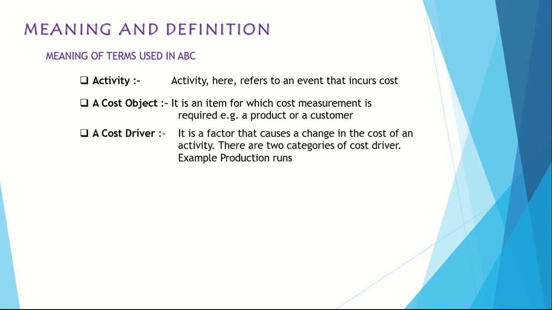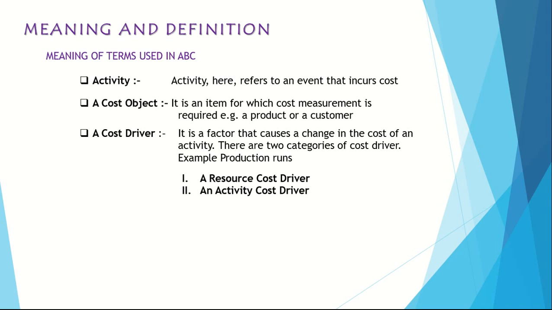There are two categories of cost driver. Example: production runs. A resource cost driver is a measure of the quantity of resources consumed by an activity. It is used to assign the cost of a resource to an activity or cost pool. An activity cost driver is a measure of the frequency and intensity of demand placed on activities by cost objects. It is used to assign activity costs to cost objects.